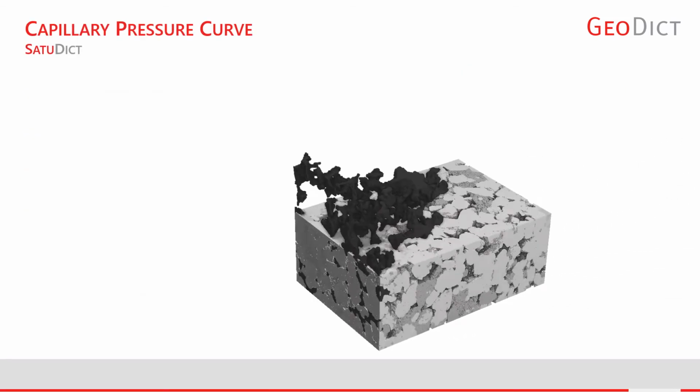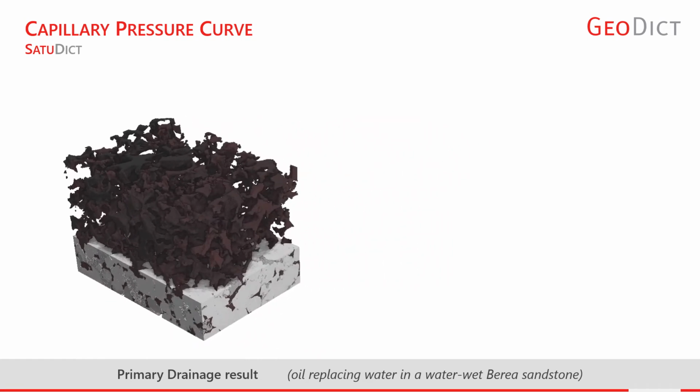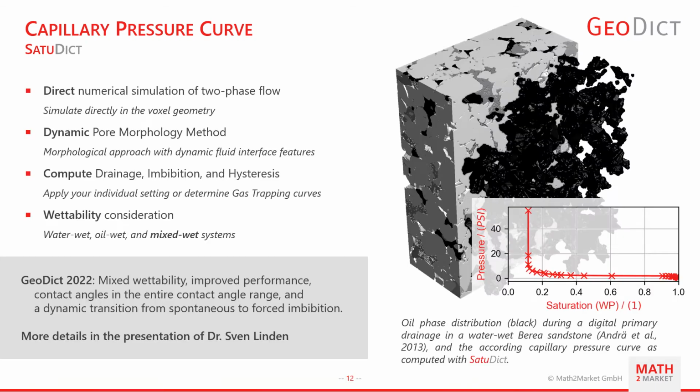One of the most important features for digital core analysis is, of course, two-phase flow. And you may compute this in GeoDict and even animate your results. So what we do is the direct numerical simulation of two-phase flow. So we simulate directly in the voxel geometry. This means that in contrast to pore network modeling, we do no simplification at this point.